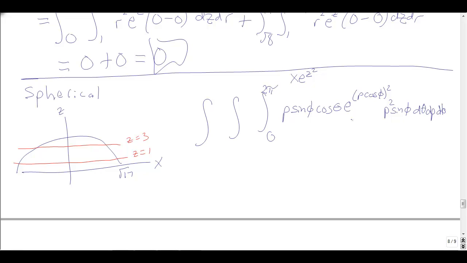Now you can look at this and see the only theta here is the cosine theta. So I'm going to integrate cosine theta from 0 to 2 pi. That's going to give me 0. So I look at this and say, well, this is 0. I don't even have to split this up into two triple integrals. Each of them will be 0.